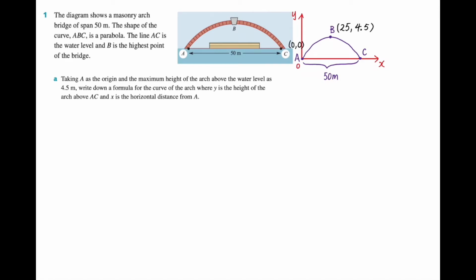Now, let's find the coordinates of point C. C is the rightmost point on the graph, and the span of the bridge is 50 meters, so C has coordinates 50, 0.